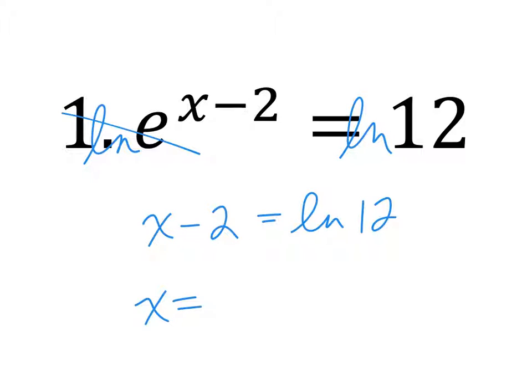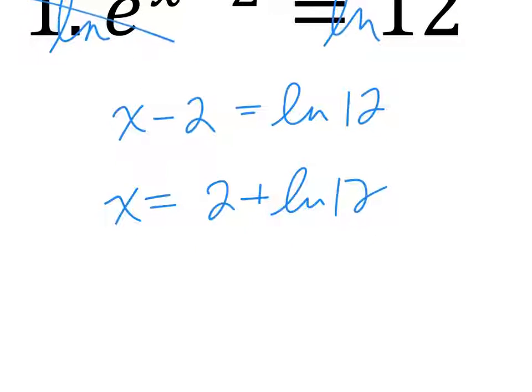Okay, x is 2 plus natural log 12. So go ahead and figure out what that number is. Okay, what number did you guys get? 4.485? Okay.